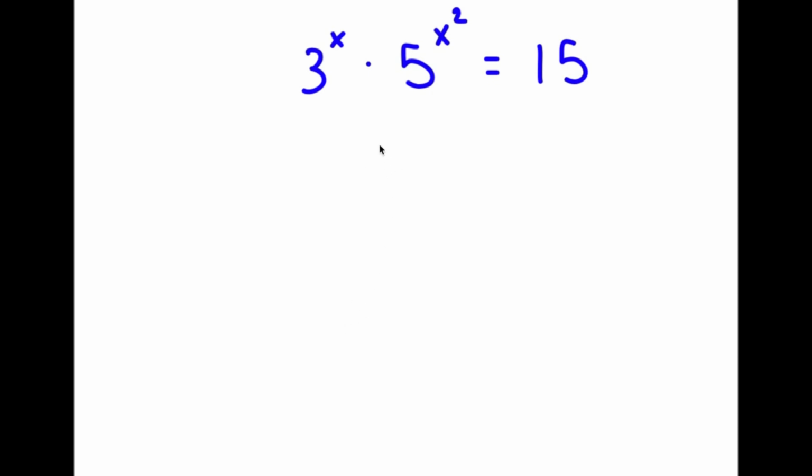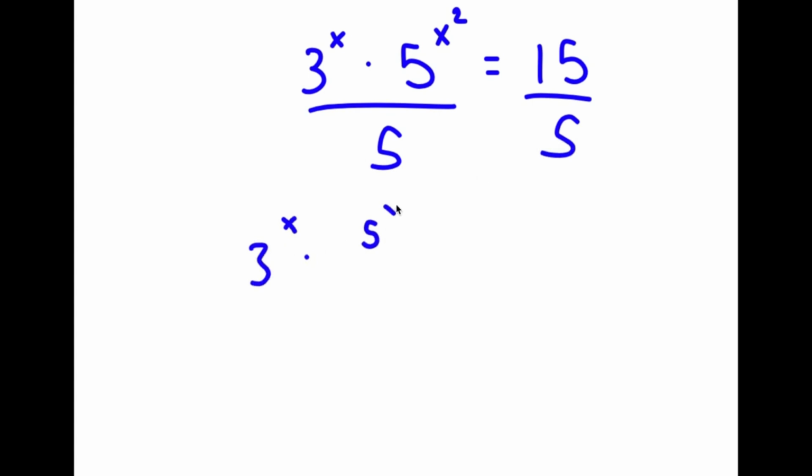Alright, so in this problem, I have 3 to the power of x times 5 to the power of x squared is equal to 15. So now the first thing I'm going to do is divide both sides by 5. So now I have 3 to the power of x times 5 to the power of x squared over 5 is equal to 15 divided by 5, which is 3.